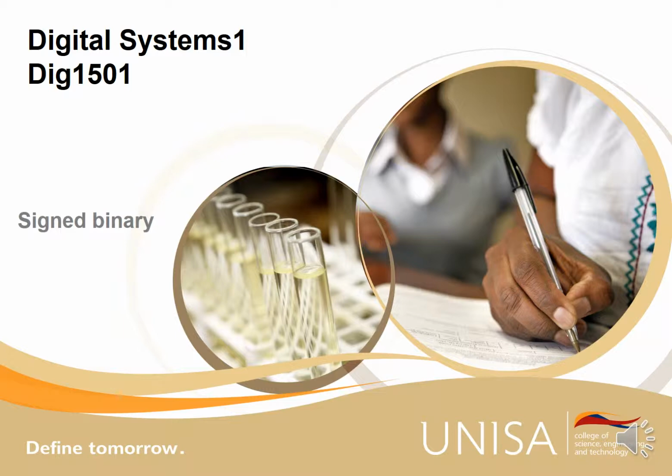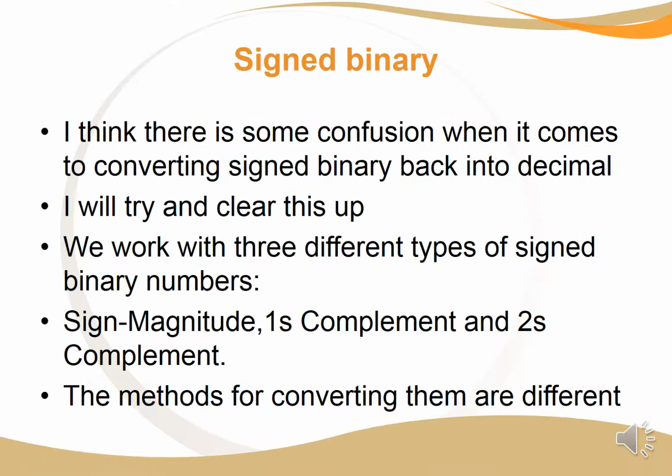So I just made a quick video to explain a little bit more. Like I said, I think there's some confusion when converting signed binary to decimal and from decimal into signed binary. I'll try to clear this up. We work with three different types of signed binary numbers: signed magnitude, ones complement, and two's complement. And the methods for converting them are different, so pay close attention.